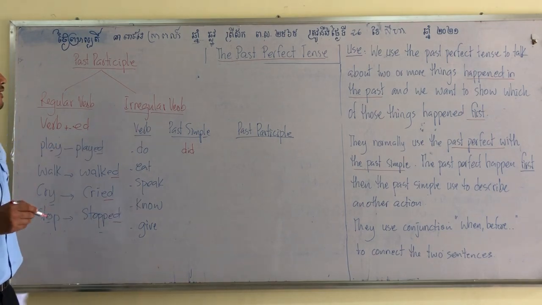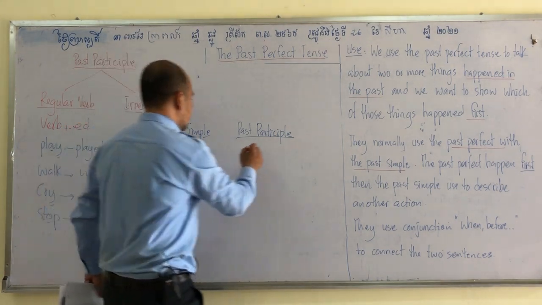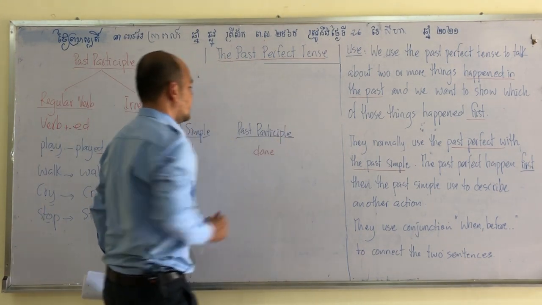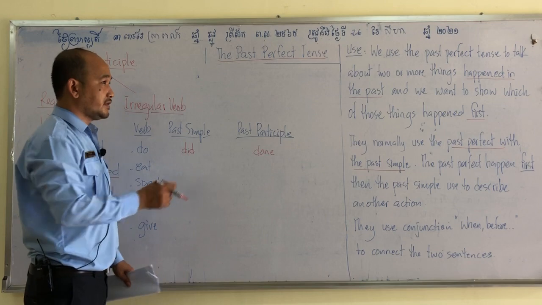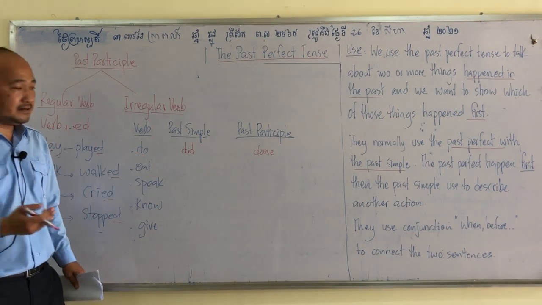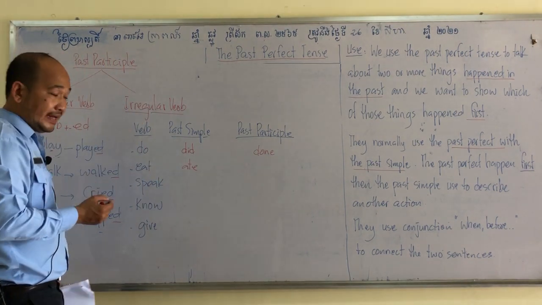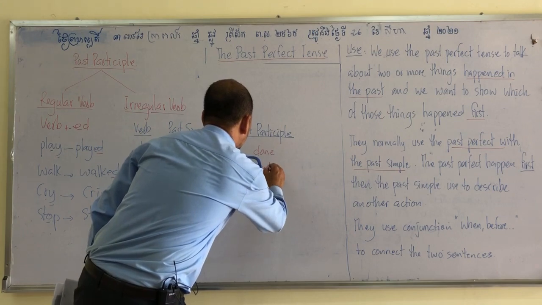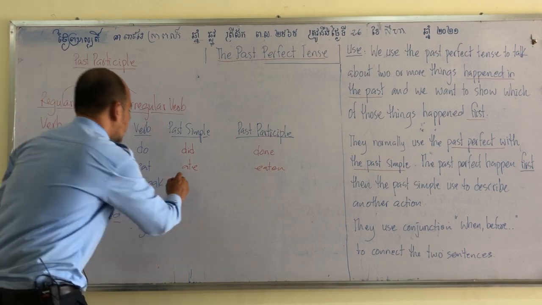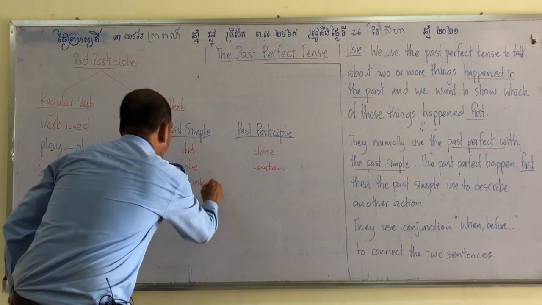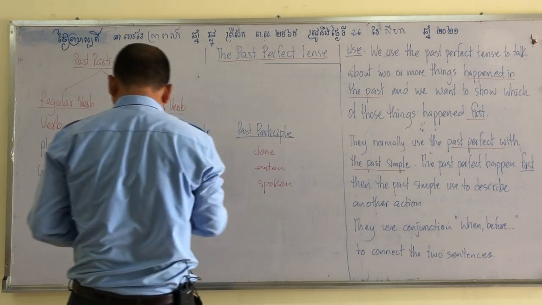And when you use it with the perfect tense, you need to use the past participle. Do, did, done. So you cannot say I had do. You need to say I had done. Eat, in past simple we change to ate, and the past participle becomes eaten. Eat, ate, eaten. Speak, spoke, spoken.